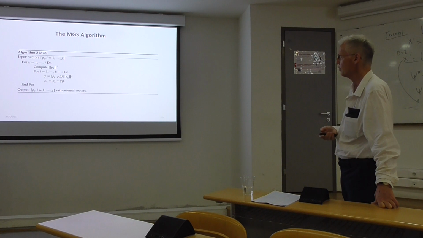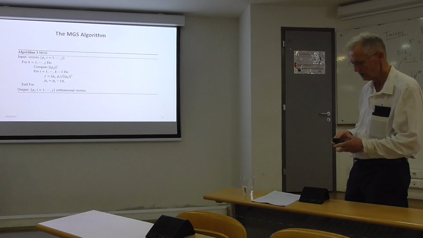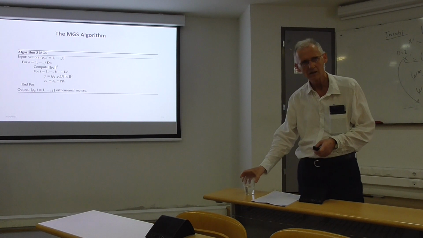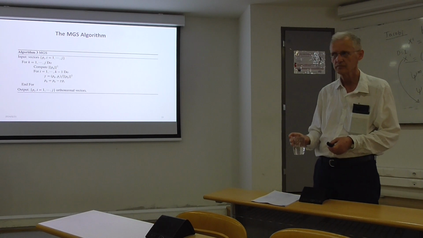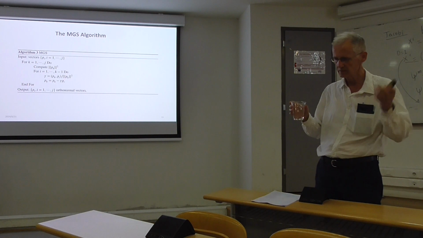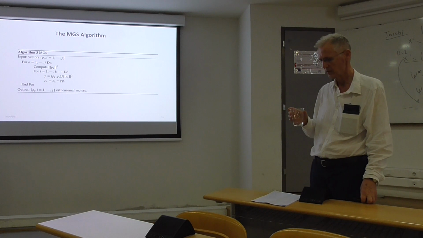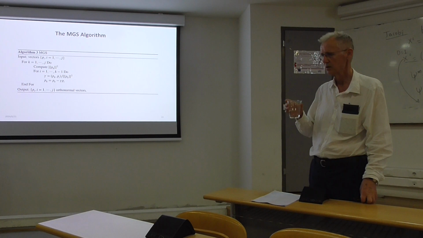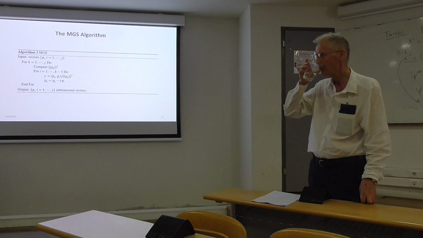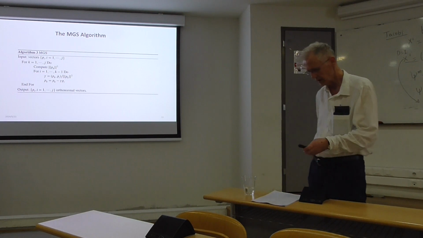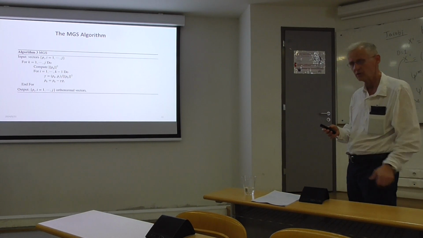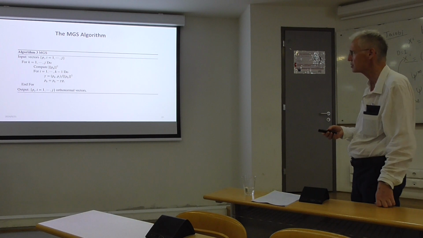Now we come to the modified Gram-Schmidt algorithm. It's well known that the classical Gram-Schmidt is unstable. It's a method well known by all mathematicians to create orthonormal bases of subspaces. But in numerical linear algebra, it's known that it's an unstable process.